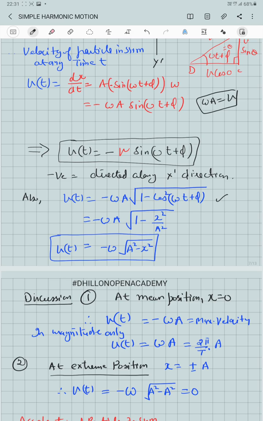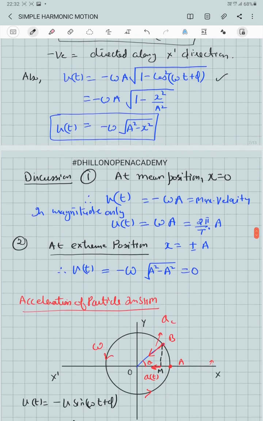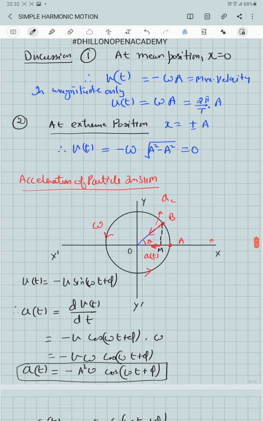At extreme positions, x will be equal to plus or minus A. Plus A when it is moving towards the positive x-axis, and minus A when it is moving towards the negative x-axis, that is towards x dash. But in both cases, the velocity at that point will be 0. So the particle is instantaneously at rest at the extreme position, because there it has to reverse its direction of motion. Last, acceleration of the particle.